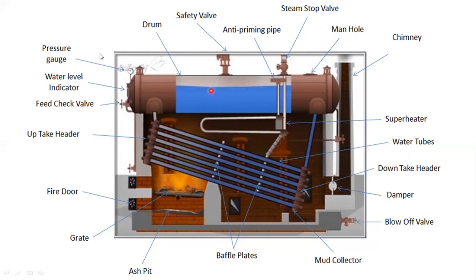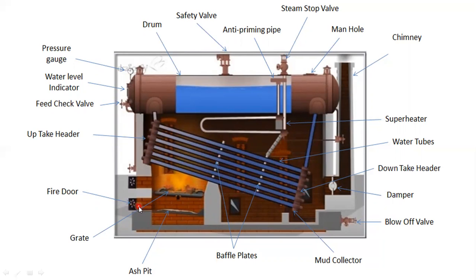Then we will start with a number of mountings like the pressure gauge. This is the water level indicator. This one is the feed check valve. This is the uptake header, which is joining these water tubes with this horizontal drum, and this is the downtake header through which water is transmitted towards the water tubes, and whatever steam is generated inside the tube is transmitted towards the horizontal drum with the help of this uptake header.